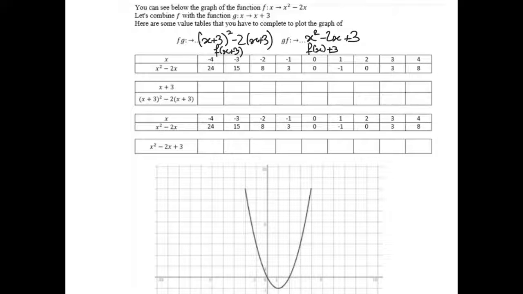So you see that in the first one, you're adding 3 to the x, and here you're adding 3 to the f of x. Let's use value tables here to try and understand how this is going to affect the graph of f.